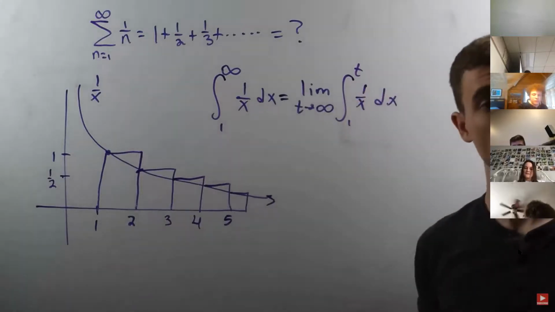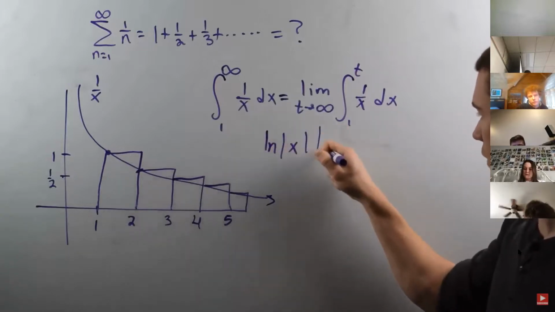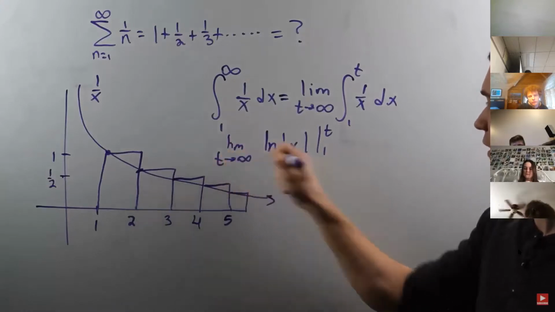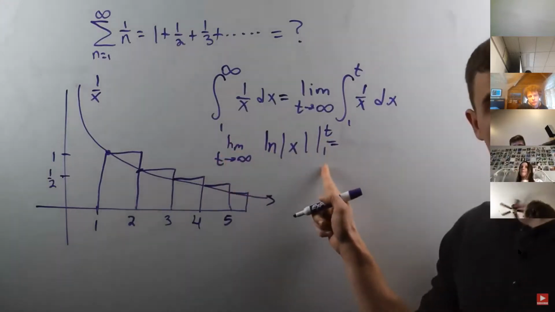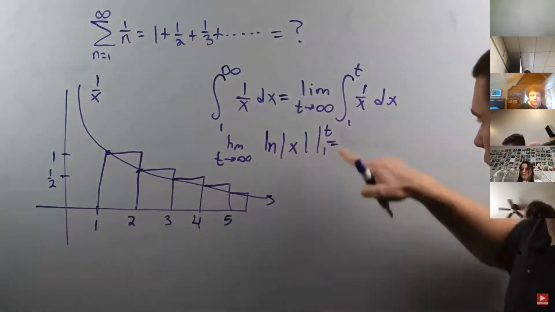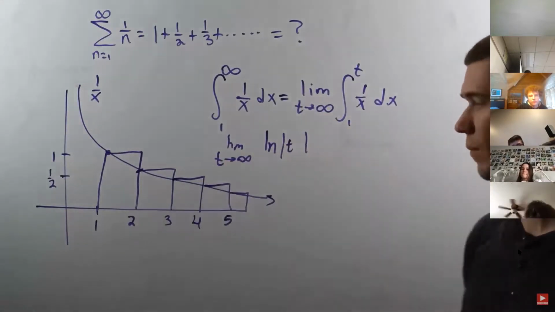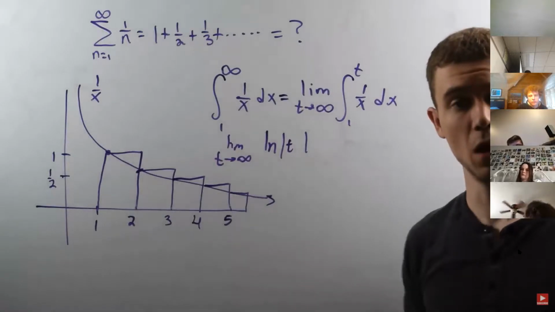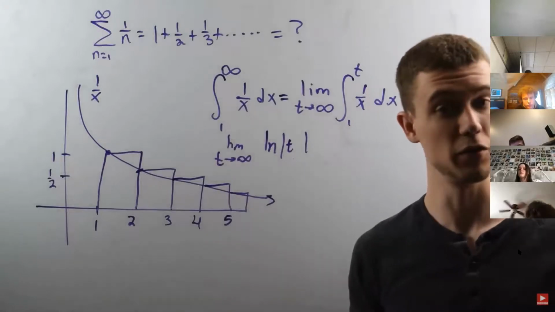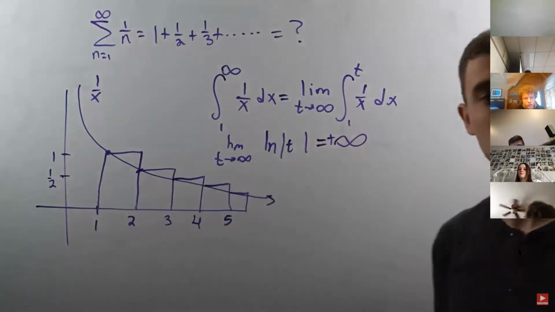Well, the antiderivative of 1 over x isn't too hard. It's just natural log absolute value of x. And I'll evaluate that from 1 to t, with t tending toward infinity. Well, natural log of 1 is 0. I'm not even going to bother writing that. So what I've really got here is just natural log t as t goes to infinity. Well, what happens to the natural log function as it tends toward infinity all the way to the right? Well, if you remember, it goes to infinity, right? It just gets bigger and bigger and bigger.